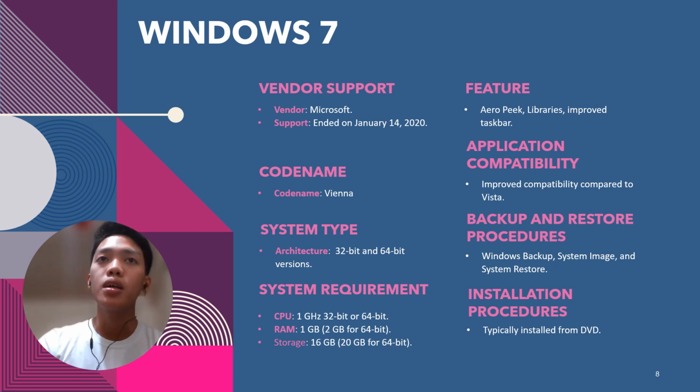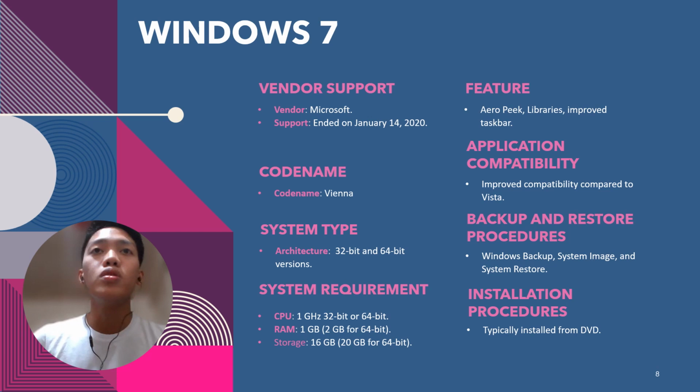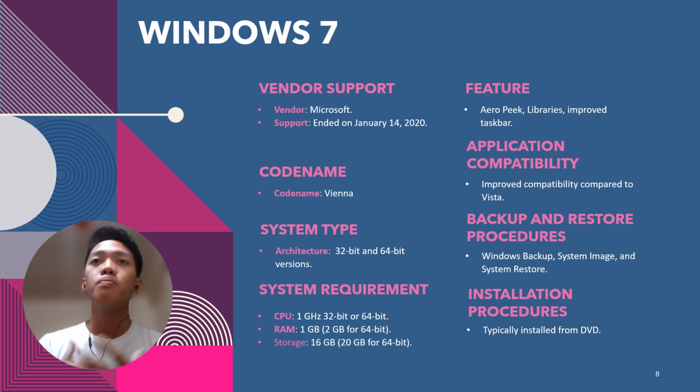Features: we have Aero Peek, libraries, improved taskbar. Features like Aero Peek and improved libraries streamline users' interaction and organization of files, enhancing overall productivity. Application compatibility: improved compatibility compared to Vista. Windows 7 addressed compatibility concerns from Vista, fostering a smoother transition for users and developers. Backup and restore procedures: Windows Backup, System Image, and System Restore.